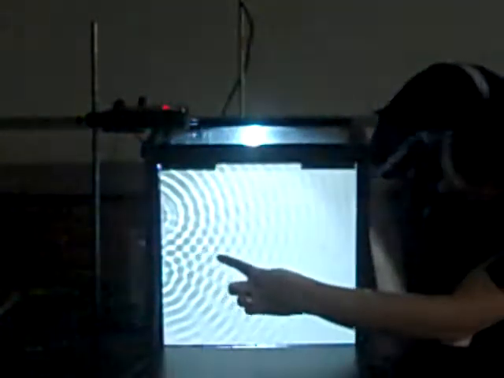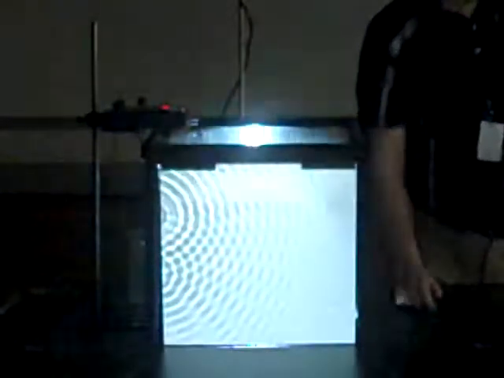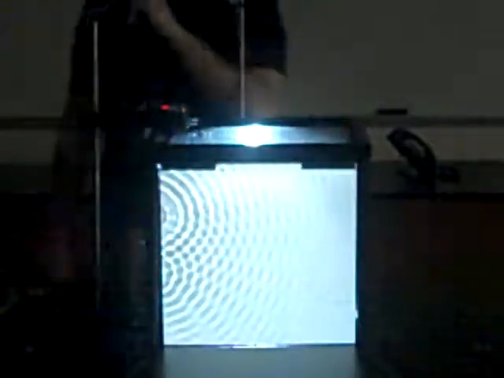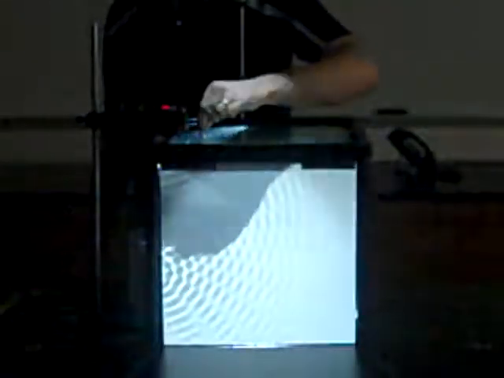So do y'all see these kind of like spokes that come out from it? Yeah. Those are just nodes. So there's no vibration happening all along this spoke here. Alright, so that's enough of that. Let's do some plane waves.